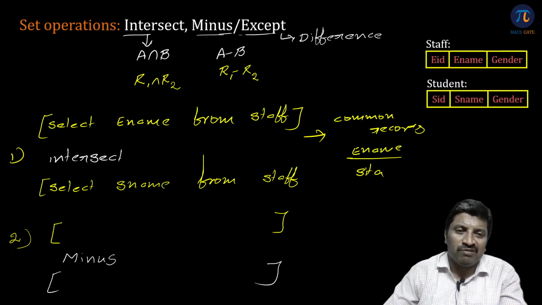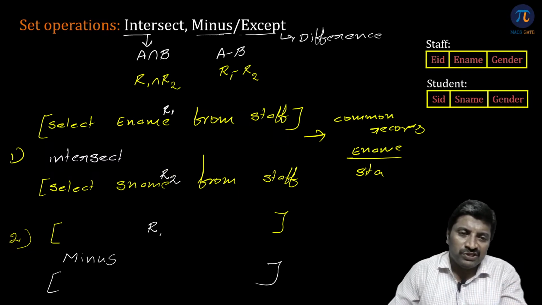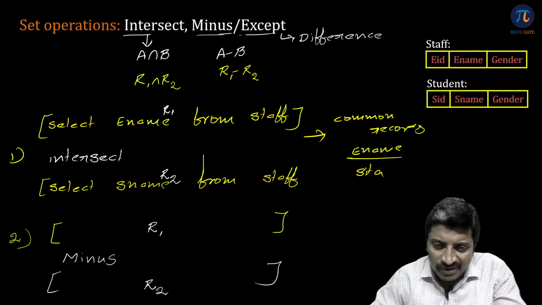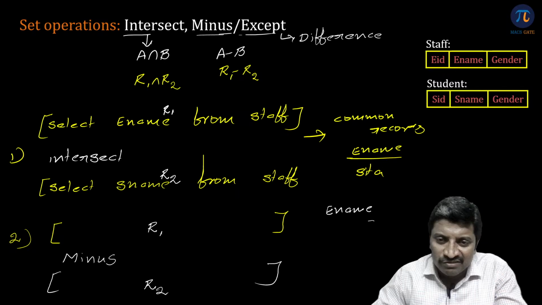So this is R1, this is R2. What will happen for difference, sir? We know what the difference operator is. Anyway, let me repeat it again. First of all, what is the result for e-name? We will get Sita, Rama.